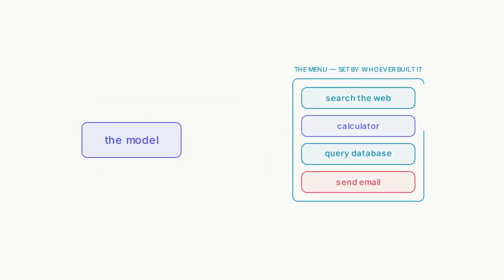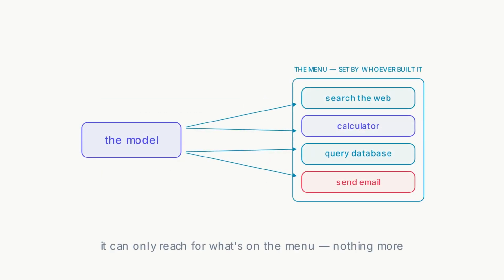Crucially, the model doesn't invent these, it's handed a menu, a specific, limited set of tools that whoever built the system decided to make available. 3 tools or 30, the model can only ever reach for what's on that menu and nothing more.